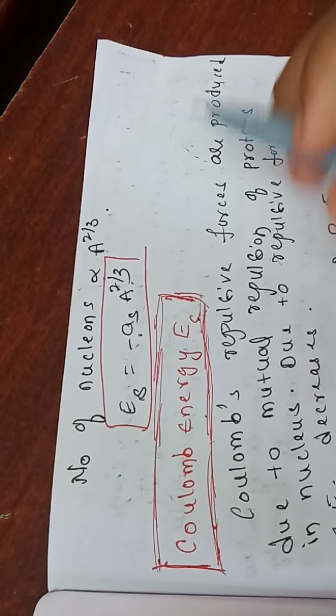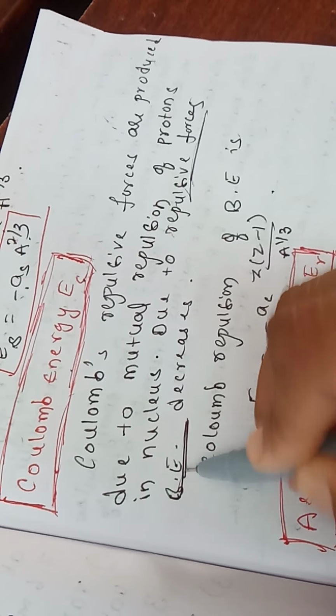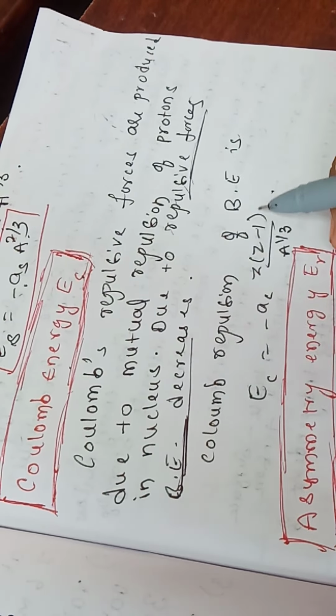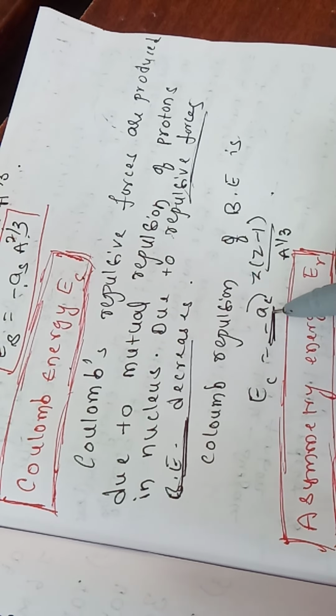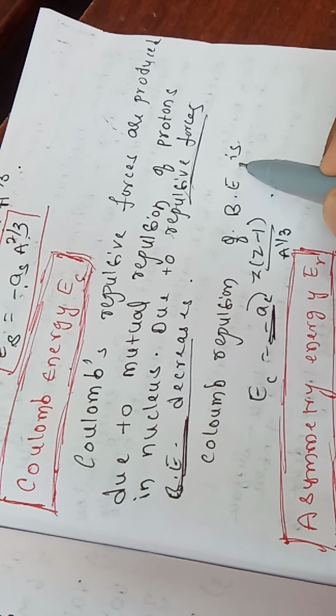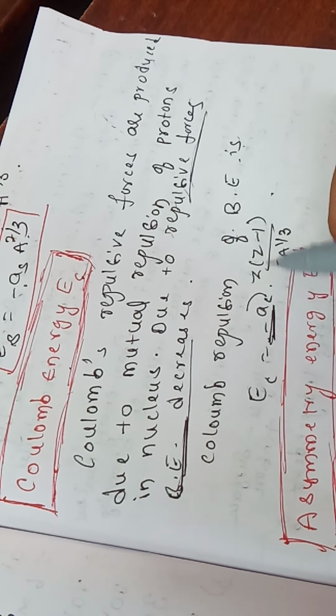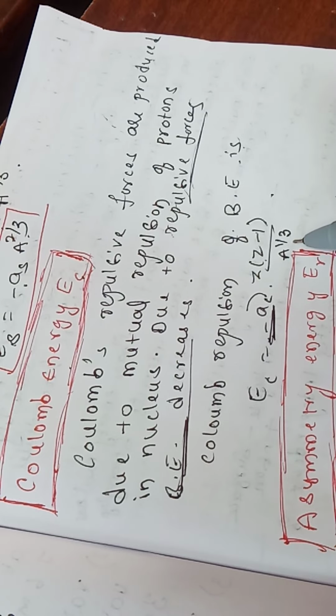EC means Coulomb energy. As we know, the nucleus consists of protons. So 100% there will be a force of repulsion, electrostatic or Coulombic repulsive forces, between these protons in the nucleus. Due to these repulsive forces, again the binding energy decreases. As binding energy is decreasing, we again take the energy in negative terms. So the Coulombic repulsion energy of binding energy is EC equal to minus AC Z(Z minus 1) by A to the power of 1 by 3.